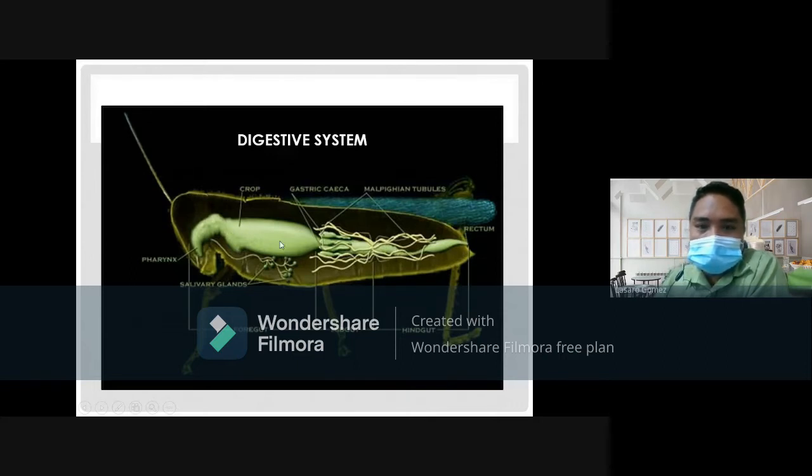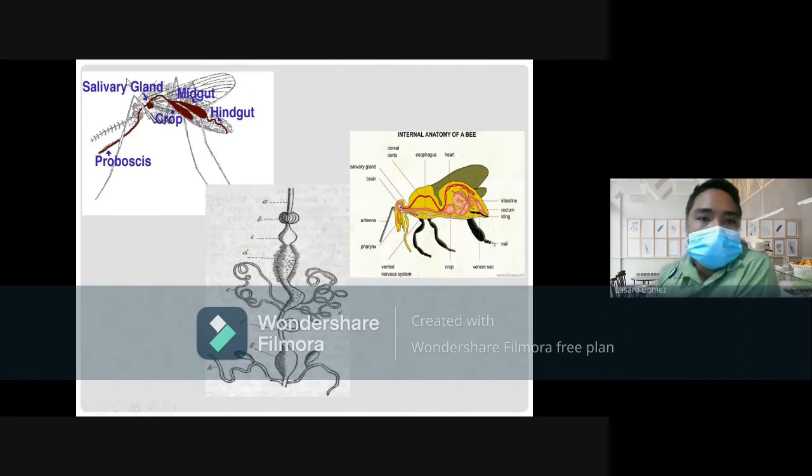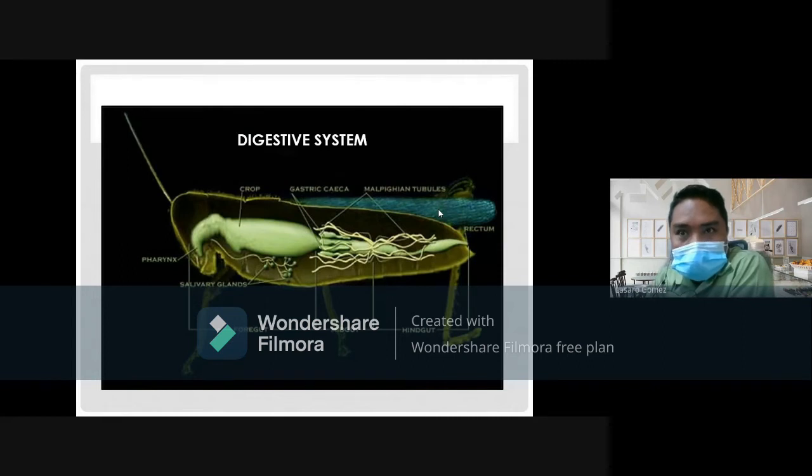After that, when it wants to slowly release what it has eaten, the food will pass through the insect's intestines. Here is the gastric ceca. Anyway, I will give you the overall definition of the gastric ceca as well as the Malpighian tubules. So this is the inside, the overview.